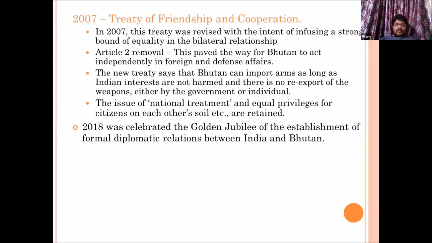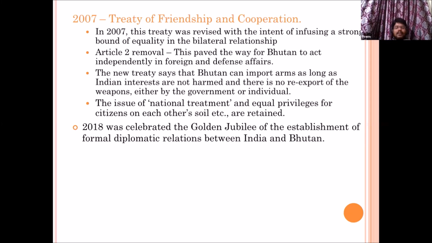Okay. So now fast track to 2007. What we did with Bhutan is we revised this treaty in 2007. Bhutan said by 2007, okay, now we want an equal kind of stature. We don't want to be a sub part of Indian territory where you control our defense and foreign relations. And it seems like we are no more an independent country and all.